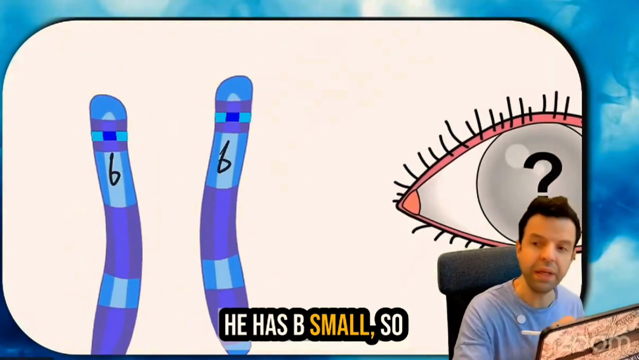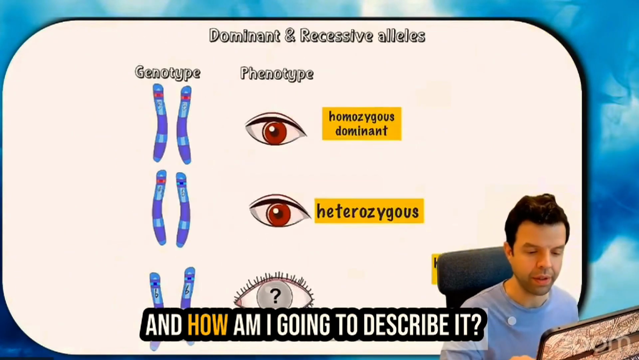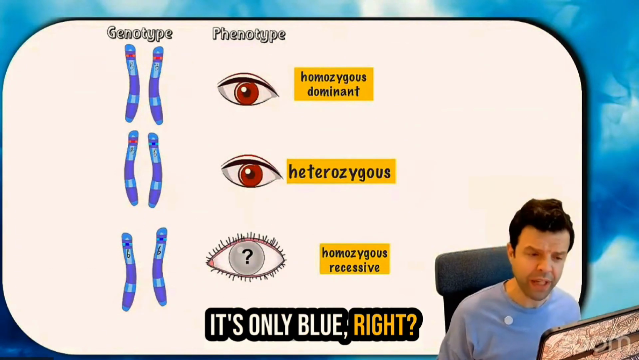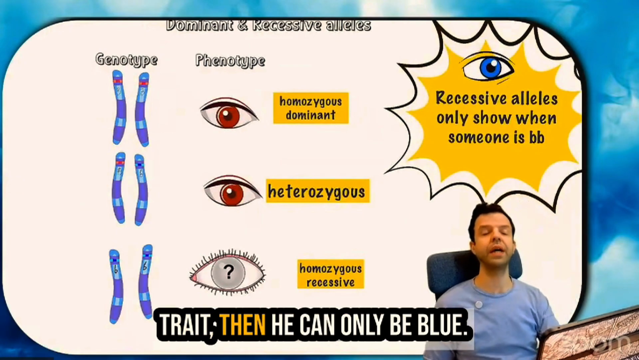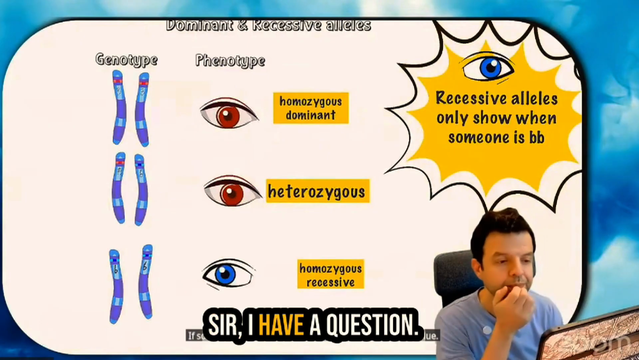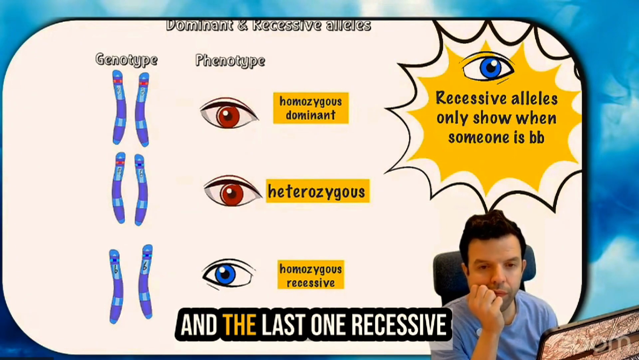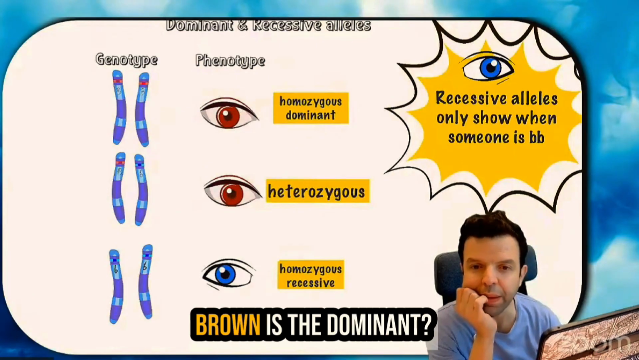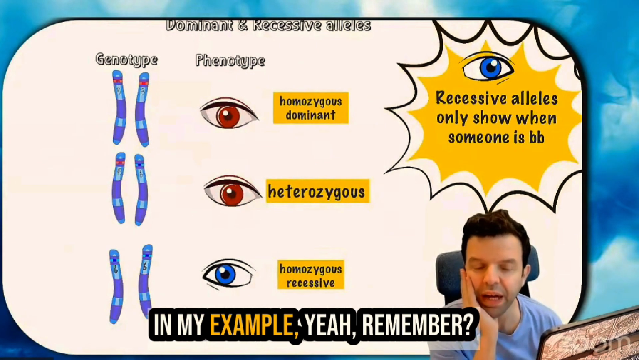And the third one is like this. He has B small. So what is his eye color? And how am I going to describe it? Leanne? It's going to be blue. It's only blue, right? So if somebody shows a recessive trait, then he can only be blue. I have a question. Why is the first one dominant and the last one recessive when they're both homozygous? Can we say that brown is the dominant? Always, whenever it's brown, it's always dominant. In my example, yeah, remember?